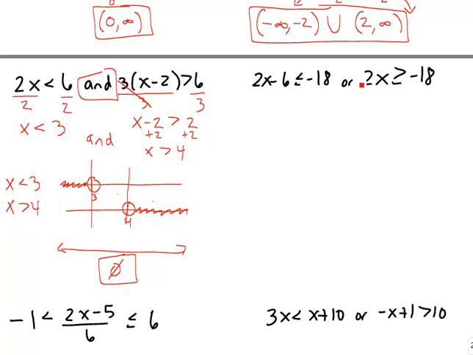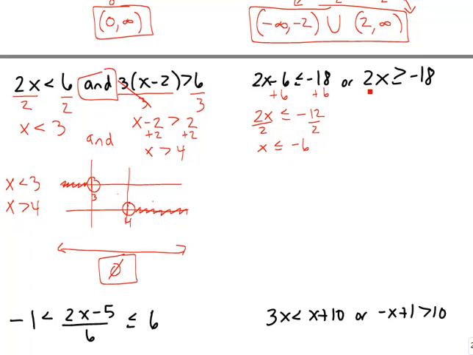For this example here, we want to simplify for x. So the first thing I would do here is add 6 to both sides to get that x term by itself. So that gives us 2x is less than or equal to negative 12. And then I would want to divide both sides by 2, and that's going to give me x is less than or equal to negative 6. I was dividing by a positive, so I don't have to flip the inequality.